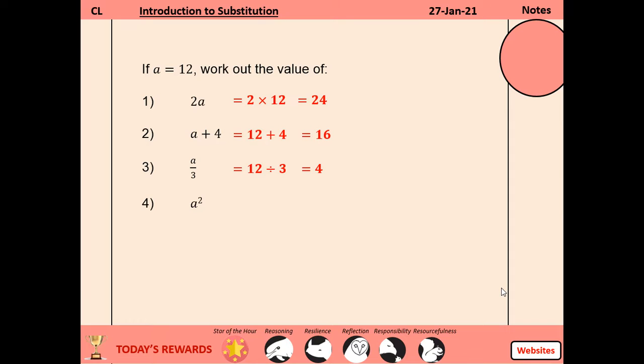Okay. a squared, what did we say a squared was? a squared means a times a. But I'm going to replace it again with 12 because in my question it says a is equal to 12. So instead of doing a squared, I'm going to do 12 squared, which is 12 times 12. That gives me 144. Please copy down this example.